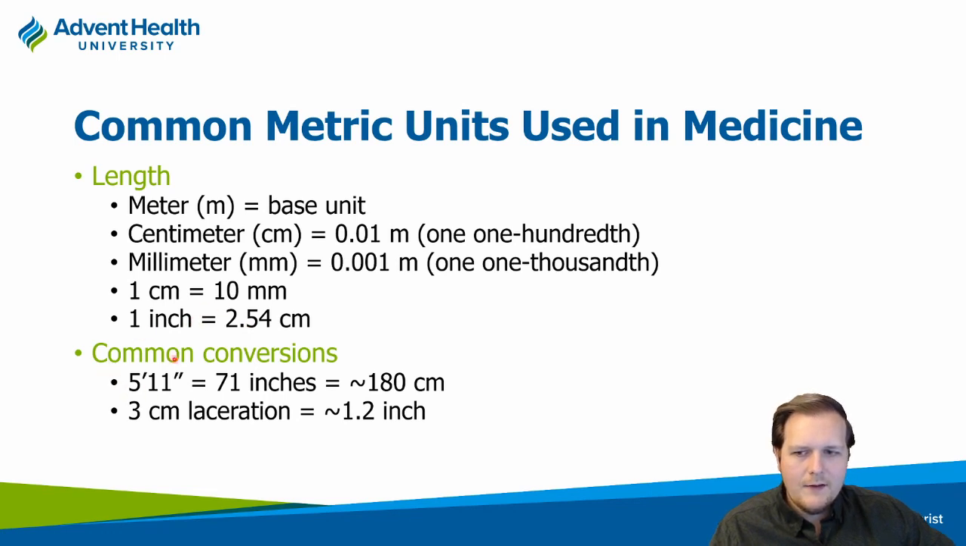So for instance, if I had someone who's 5'11", well, I know that there's 12 inches in a foot, so 12 times 5 is 60 plus 11 inches, so 71 inches. And I can just convert that over. So it's taking that 71 times 2.54, and then boom, I know they're 180 centimeters, right? Or let's say it's someone who had a 3 centimeter laceration. If you're working in the ER and you're sewing someone up, they say I have a 3 centimeter laceration you're dealing with. You can then just divide that by 2.54, and you figure out, okay, it's 1.2 inches roughly.